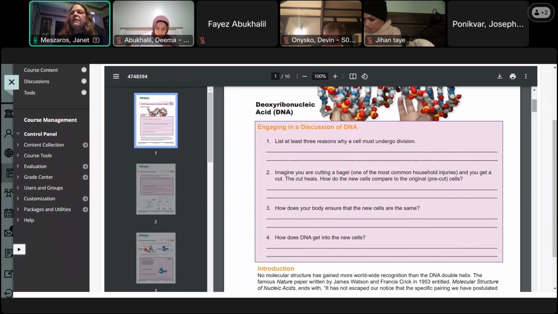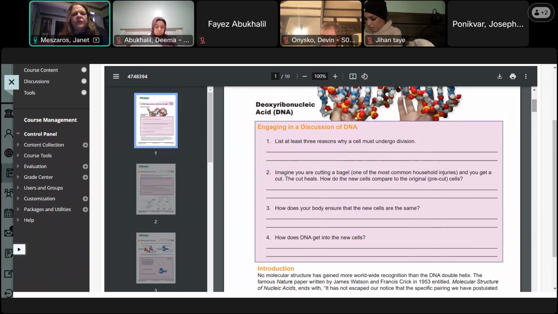So we're going to say that they should be identical. Let's say this is a small cut. How does your body ensure that the new cells are the same? Because you're going to be going through interkinesis, mitosis, and cytokinesis. So by going through that whole entire cycle, we're going to make sure that the cells are the same.